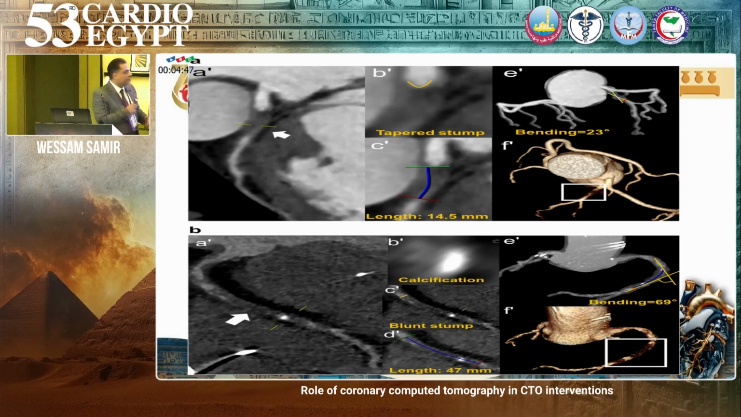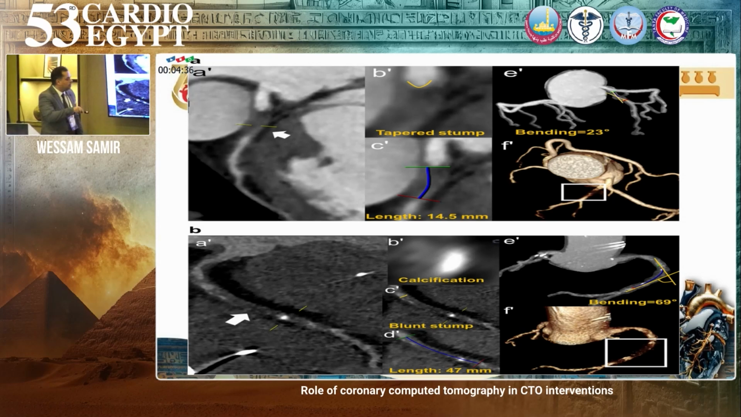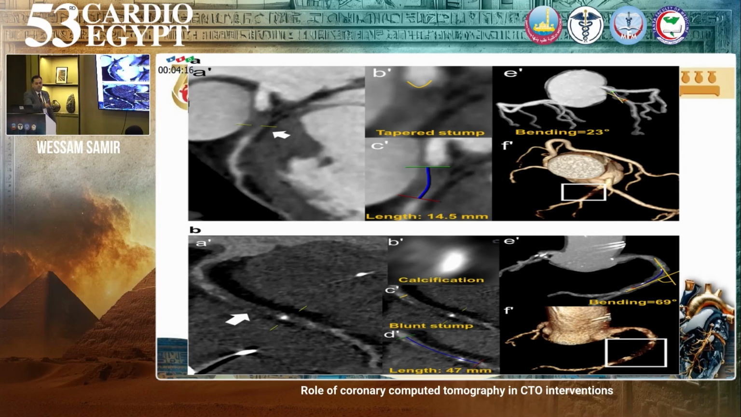Back to the previous image, we can see here a bend at the site of total occlusion in relation to the LAD distally. It was almost 23 degrees. Down here, we found the CTO of the right coronary on MIP images. It shows a blunt cap, a long segment of total occlusion, and a bend of almost 70 degrees. So this is the bend, the angle between the proximal site of total occlusion and the main distal vessel. Okay?